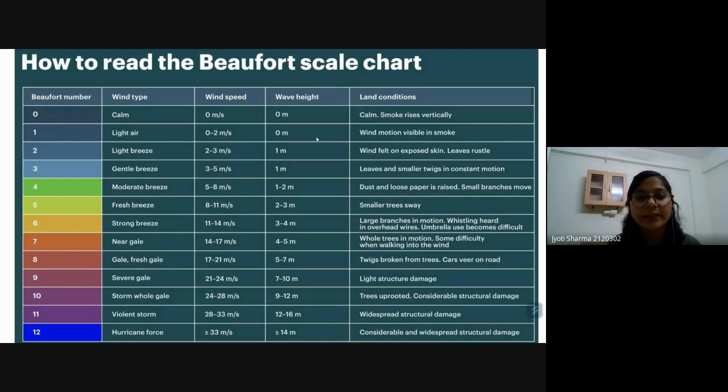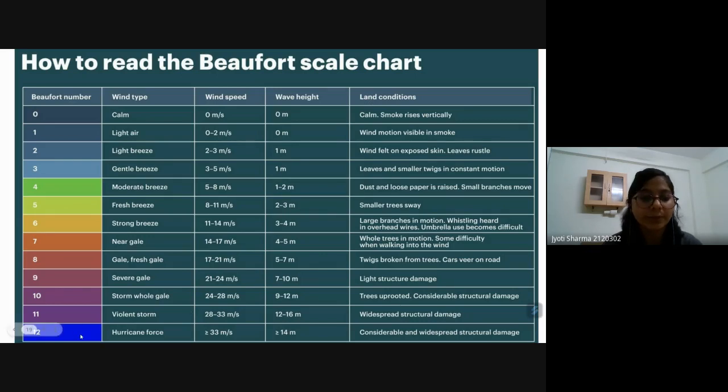So if there is a light wind, then wind motion will be visible in the smoke. If it is a light breeze, then the wind is felt on exposed skin, or there is leaf rustle. I don't think I need to repeat it, because as the wind speed increases, it will be evident in the land condition in a very significant way.